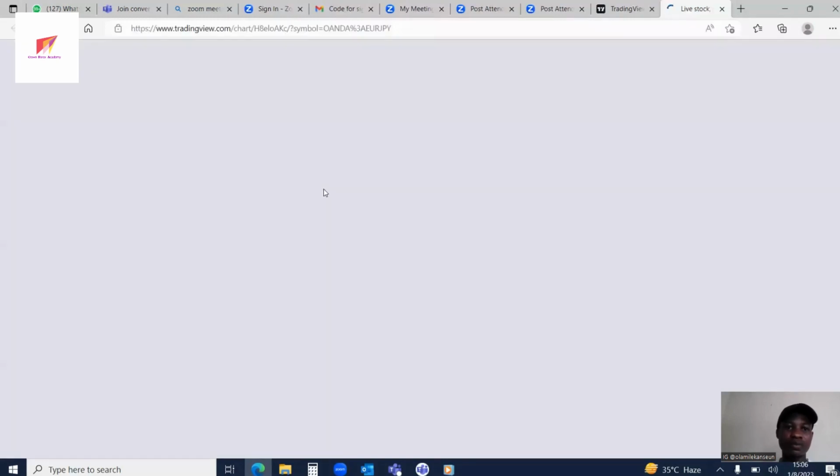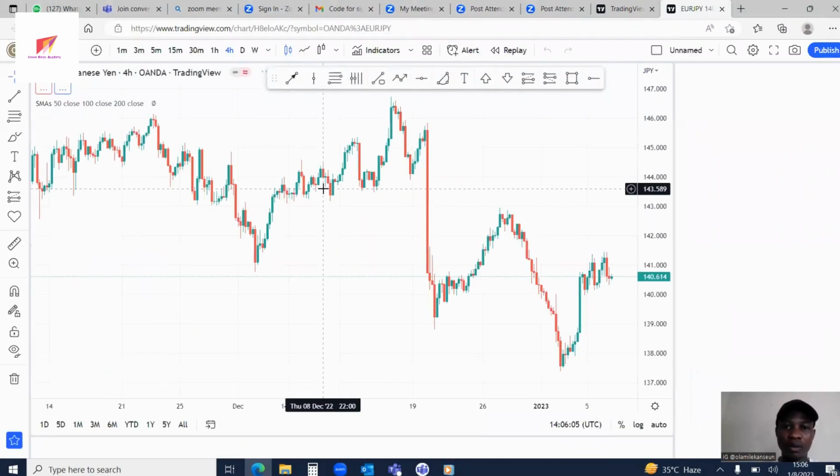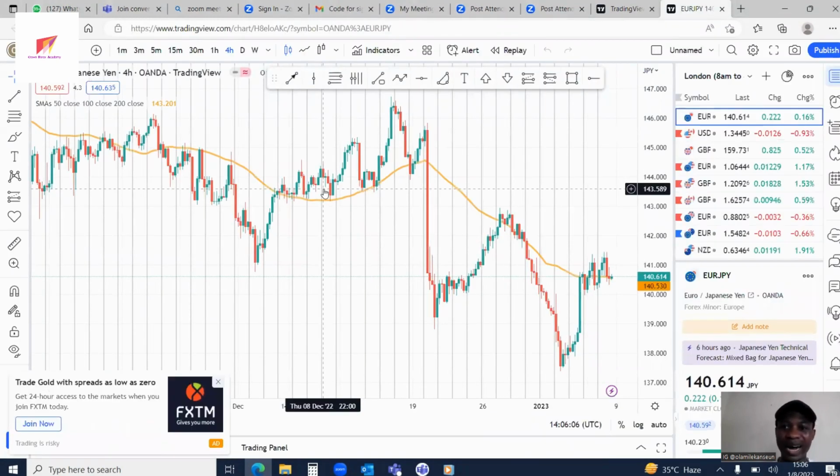As you can see, what we have here is Euro JPY, right? We have the Euro JPY currency. So what I do basically is to look at the chart even before I use the strategy, Fibonacci retracement and extension. What I do generally is to look at the chart, look at what the market is saying at that present moment, right?